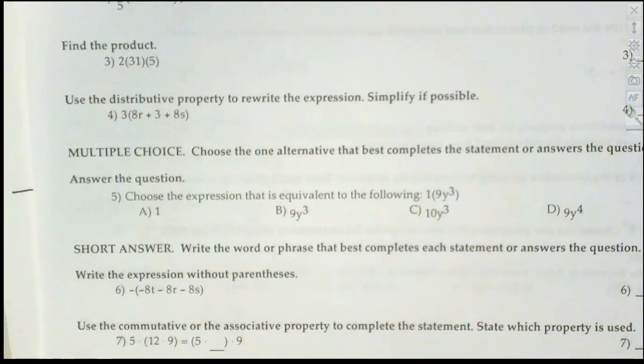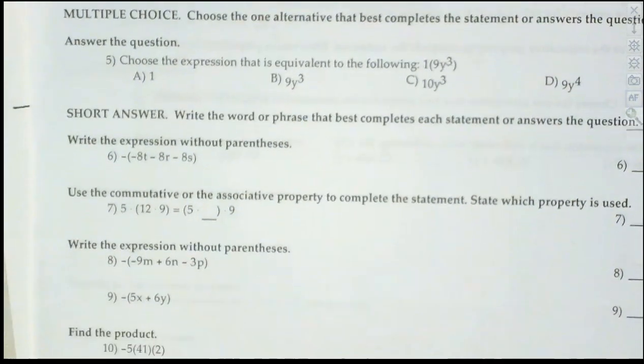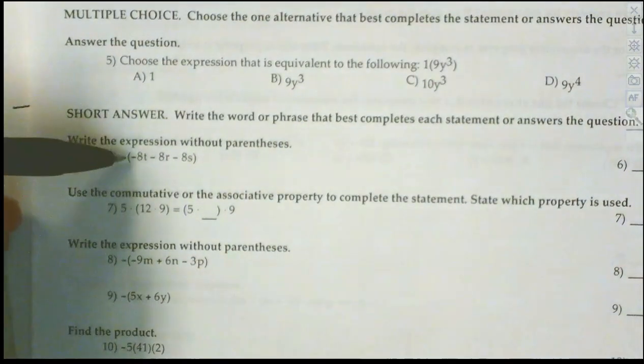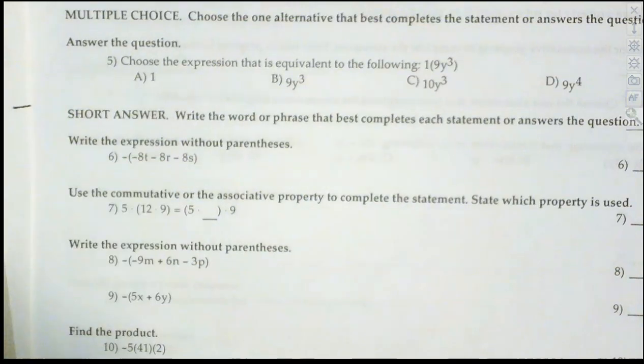When you take 1 times anything, what does it become? It doesn't change, right? It stays the same. This is an example of a multiplicative identity. Because when you multiply something by 1, it doesn't change. So that's about all I can say on that one. Okay, multiplying that through by 1 doesn't change it, so it's going to be the same. Question 6 we've talked about. All you do is distribute that negative through. So draw your arrows and distribute it through.